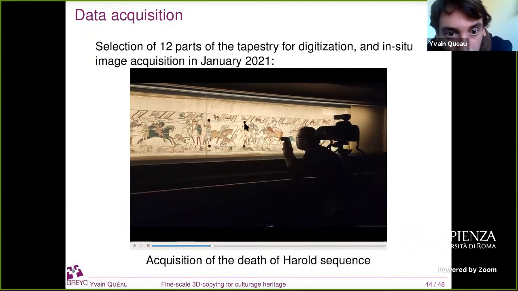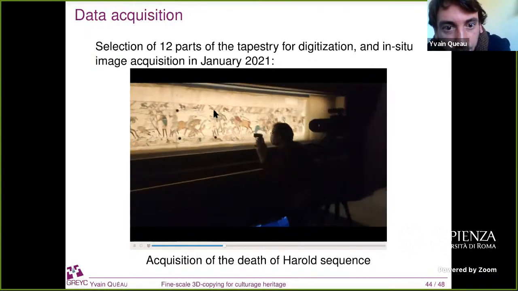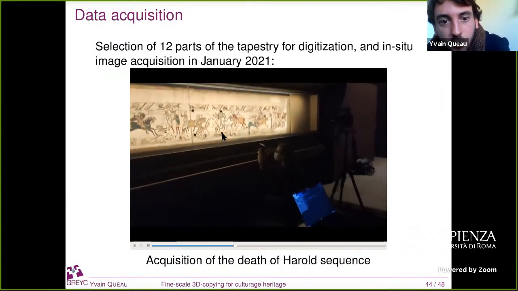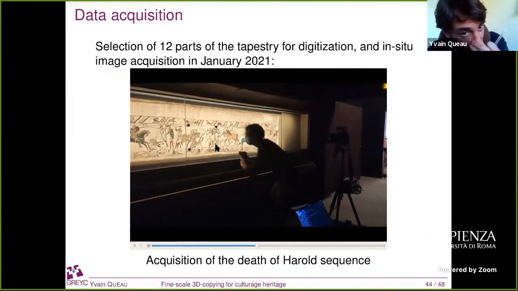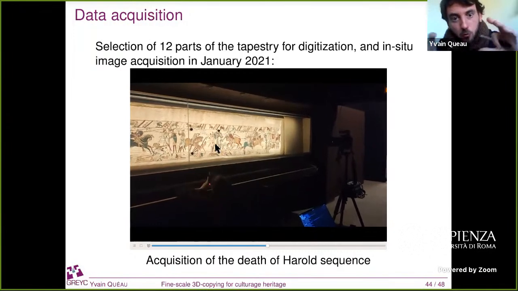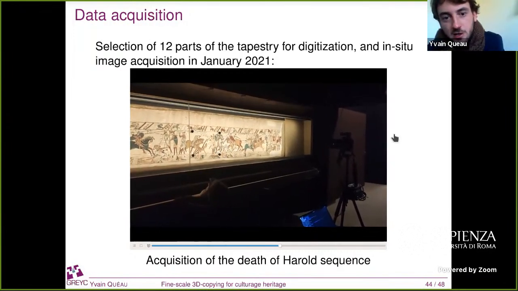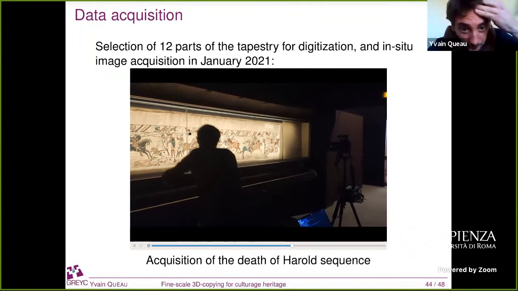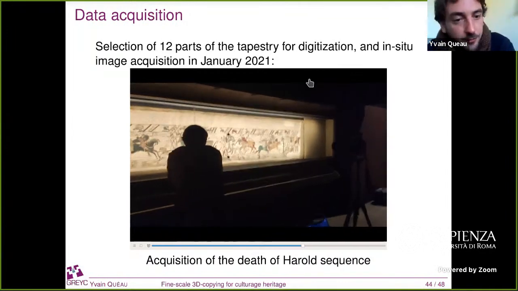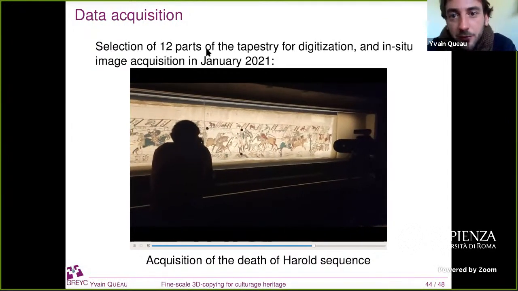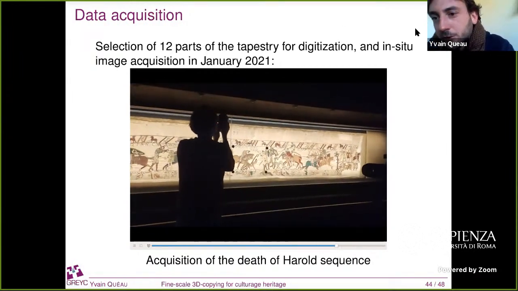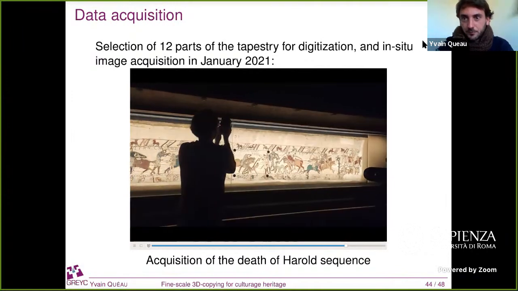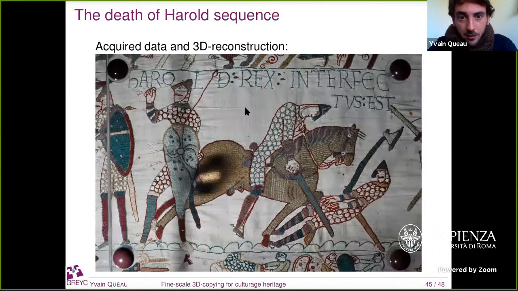What you see here is that there are some spheres stuck onto the glass for light calibration, and for each sequence, we take 12 shots of it under a manually moved flashlight source. We repeated this process for 12 parts of the tapestry that were selected by the historians as the most interesting ones. So this is what the acquired data looks like.